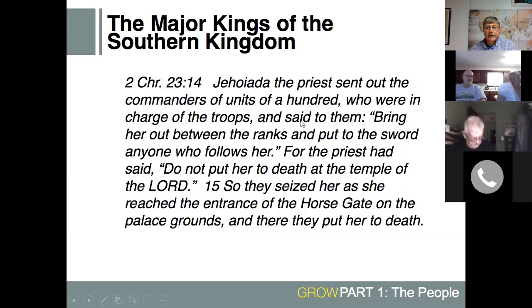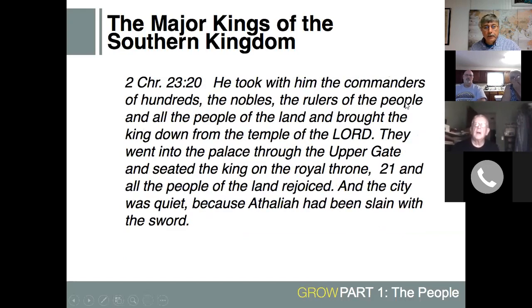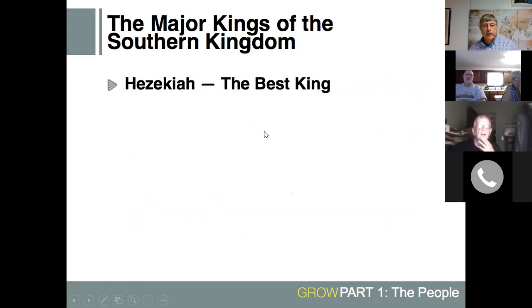Jehoiada the priest sent out the commanders of the units of 100 who were in charge of the troops and said to them, "Bring her out between the ranks, put to the sword anyone who follows her," for the priest had said, "Do not put her to death at the temple of the Lord." So they seized her, and as she reached the entrance of the horse gate on the palace grounds, there they put her to death. All right, so Athaliah had been slain with the sword. I'm not going to read that. We're going to move on to Hezekiah.